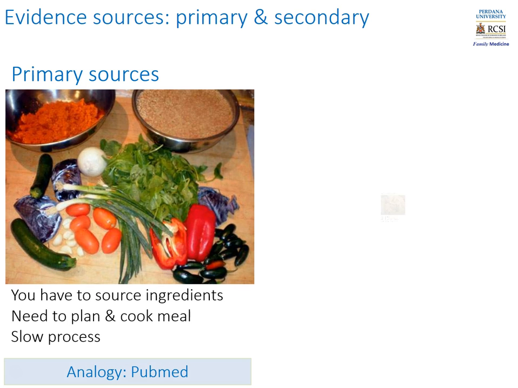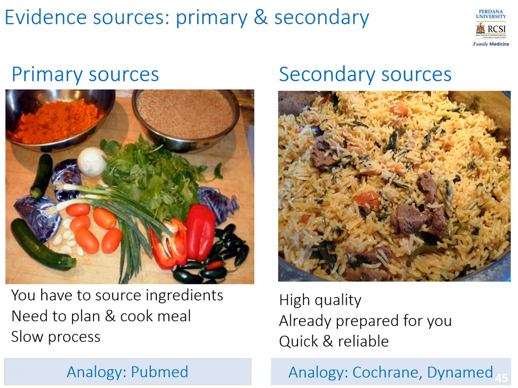The two main sources, primary sources and secondary sources. I've drawn the analogy here with food, which is always a good analogy in Malaysia. So let's say you've had a long day at college, and then you have to go and eat. You can either go home and cook, you have to source ingredients, need to plan and cook. It's a slow process. The outcome could be very good, but it can be slow and tedious. This is the analogy with PubMed, finding stuff from scratch.